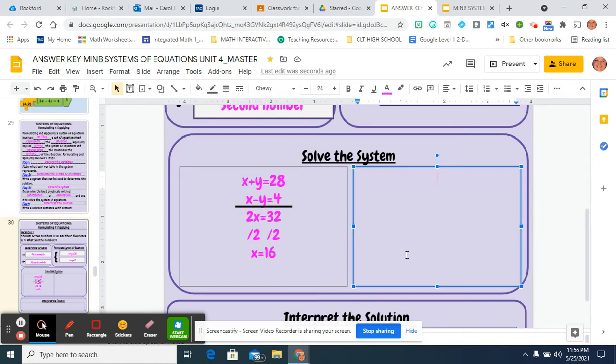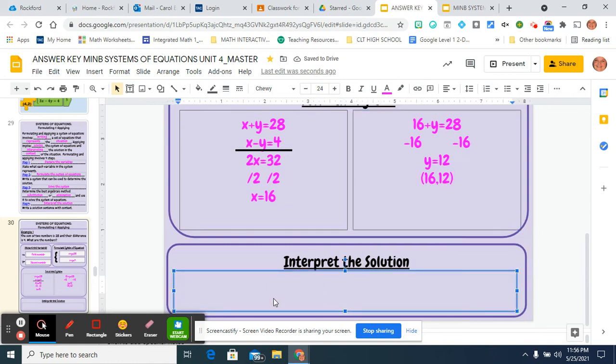So I'm just going to do 16 plus y equals 28. So minus 16 from both sides. I'm going to wind up with y equals 12. So at this point, I know that x is 16 and y is 12. That's my solution. So how can I interpret the solution? Well, I know the two numbers whose sum is 28 and difference is 4 are 16 and 12.